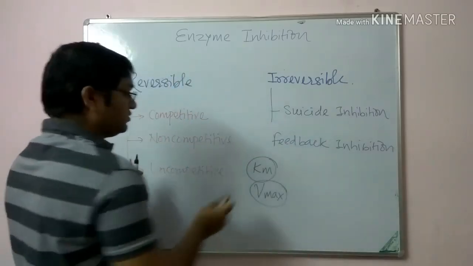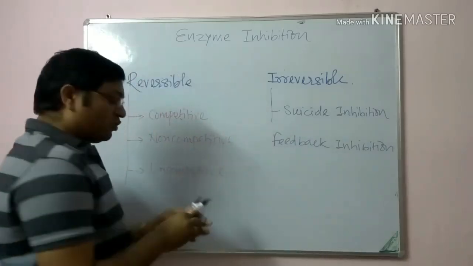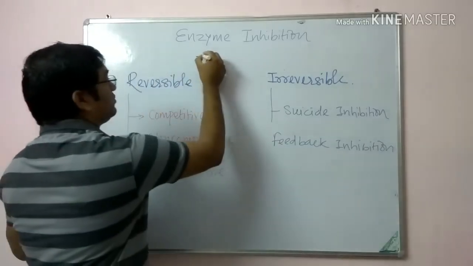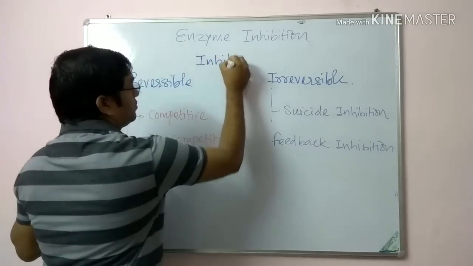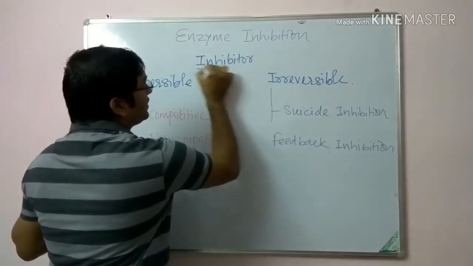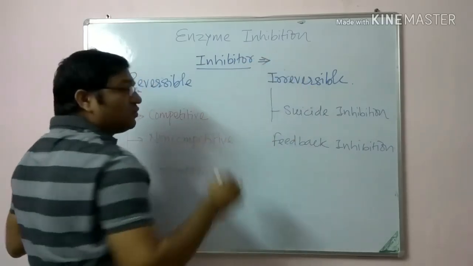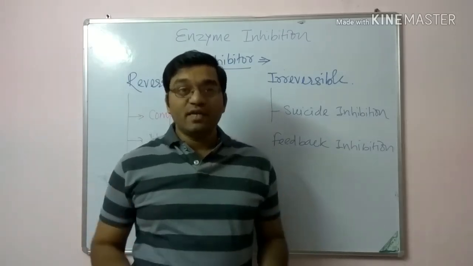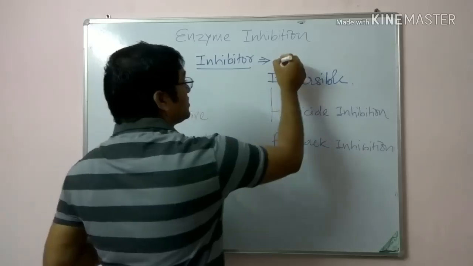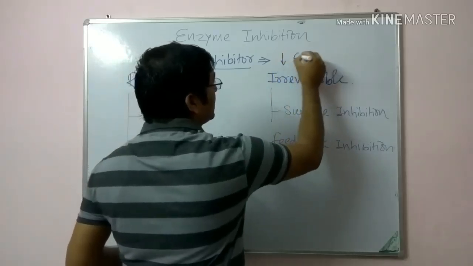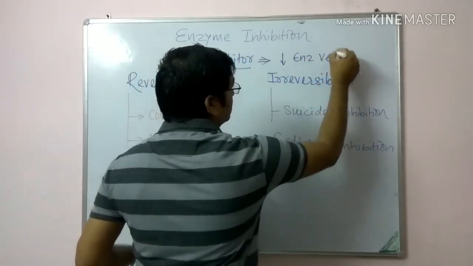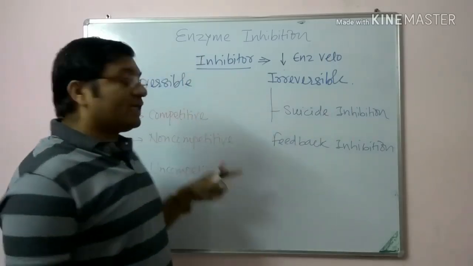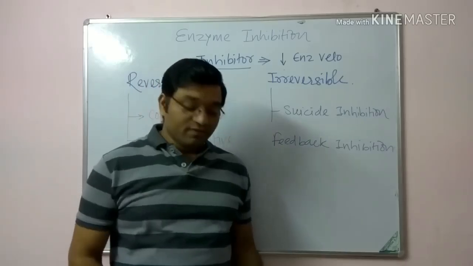Now let's discuss inhibition. Before going to discuss inhibition, we'll discuss what is an inhibitor. An inhibitor is a substance or compound which decreases the velocity of reaction, that is known as enzyme inhibitor. Now we'll discuss the different types of inhibition, that is reversible and irreversible.